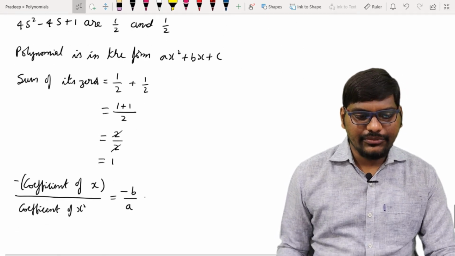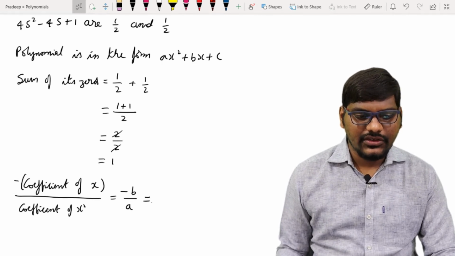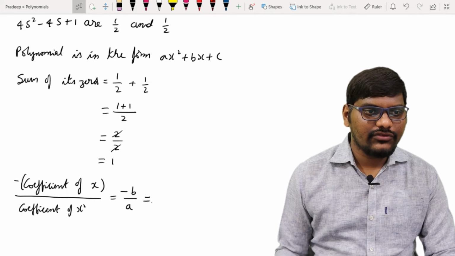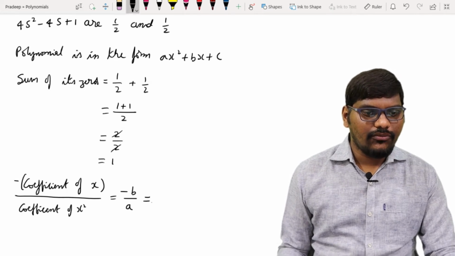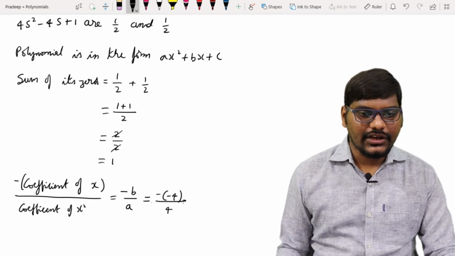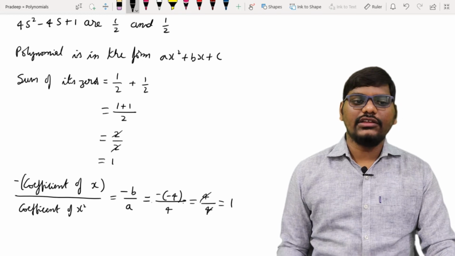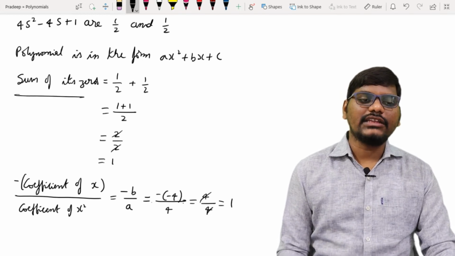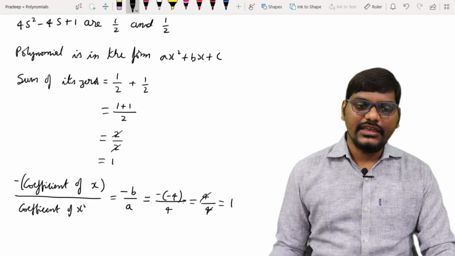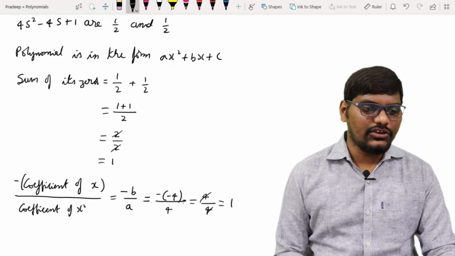So I can write minus b, that is nothing but minus of minus 4, and a in the sense it is 4. So I can write here minus of minus is plus, so that is 4 by 4, the 4s can be cancelled, and we get the value as 1. So here when we directly add the values, the sum of zeros we got is 1, and here also we got the sum of zeros as 1. So now we'll go for the product of zeros.